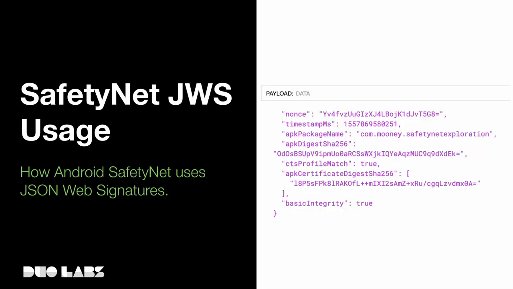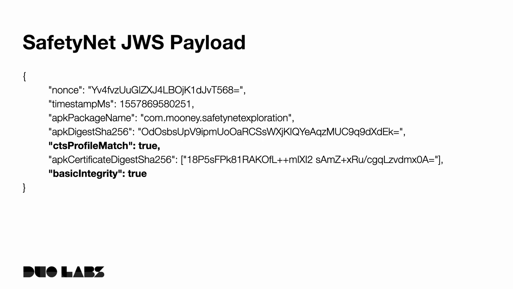And now I'm going to talk specifically about how SafetyNet uses JSON web signatures. So here we have an example SafetyNet JWS payload. It includes things like the nonce, a timestamp, the APK package name. But then I've highlighted this ctsProfileMatch and basicIntegrity keys here. What this basically signals in the attestation that is provided to the application server and is cryptographically verified is that basic integrity signals the device is not rooted. And CTS profile match is a more rigorous test that ensures that the device has run through Google's compatibility test suite of software.